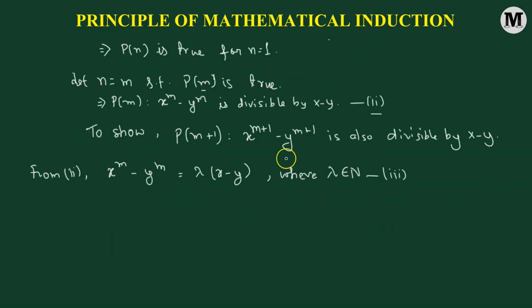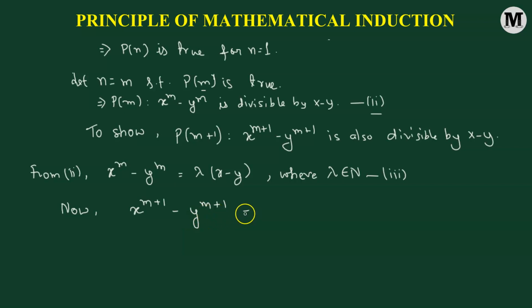What we'll do is start with x raised to the power of m plus 1 minus y raised to the power of m plus 1. Let's use this particular expression. We have x raised to the power of m plus 1 minus y raised to the power of m plus 1, and we'll show that this is indeed divisible by x minus y.